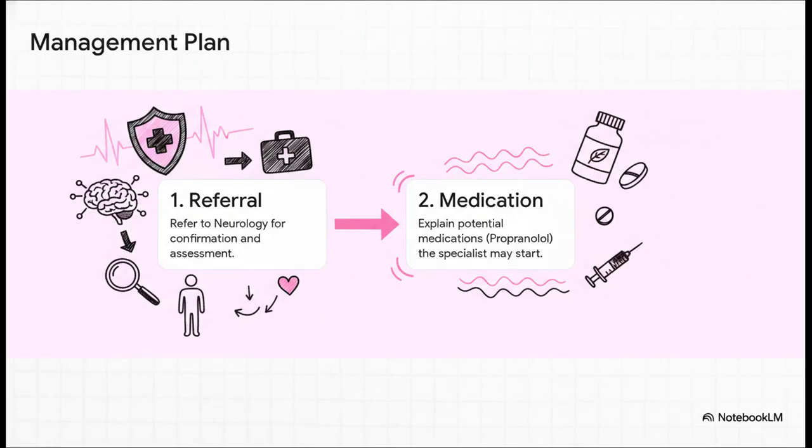From a GP setting, your management plan needs to be safe. That means referring to neurology for confirmation and specialist input. You can mention that there are treatments available like propranolol or topiramate, but you must be clear that it's the specialist who will decide on and start these.